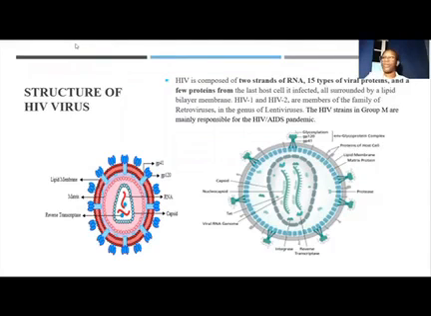Okay, now we're going to discuss structures of the HIV virus. The HIV virus has 2 strands of RNA, 15 types of viral protein, and a few proteins formed from the last host cell it infected, all surrounded by a lipid bilayer membrane. There are 2 main groups of HIV, HIV-1 and HIV-2. The members of this family are from the retroviruses of genus lentiviruses.